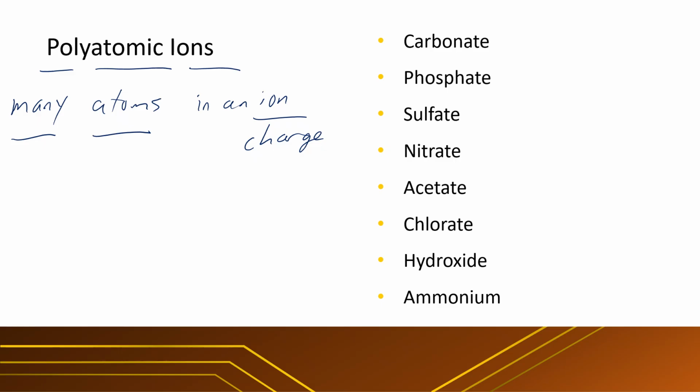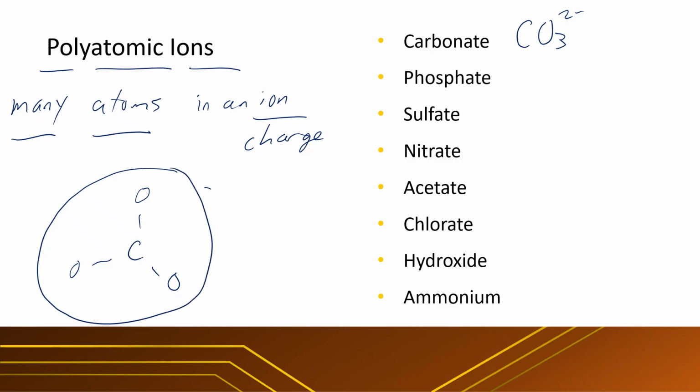Carbonate is always CO3, and it has a 2 negative charge. So let's look at that one first. This is where you have carbon attached to 3 oxygens, and I'm not going to draw out the full structure, but this whole thing has a charge of -2. So it can bind to something with a +2 charge and form an ionic bond that way. So it behaves like a single ion, even though there are multiple elements present.